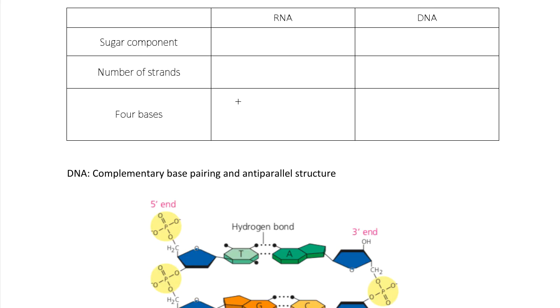To summarize differences between RNA and DNA then, RNA contains a ribose sugar, whereas DNA contains a deoxyribose sugar. The difference, once again, being on that second carbon. DNA is double-stranded, but RNA is generally single-stranded, although it can bond with itself to form double strands, and sometimes that's important, as we'll see when we talk about transfer RNA, for example. We've seen that DNA has 4 bases, adenine, cytosine, guanine, and thymine, whereas RNA also has 4 bases, but instead of thymine, it has uracil.